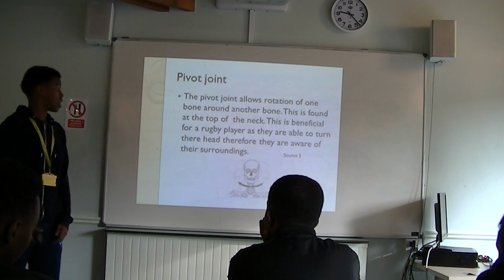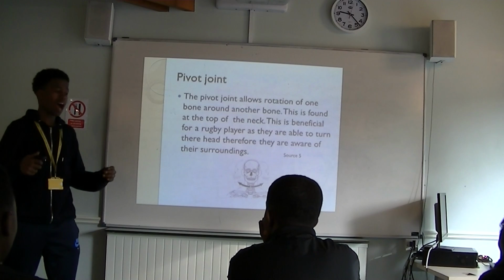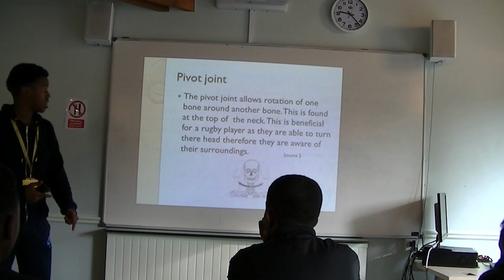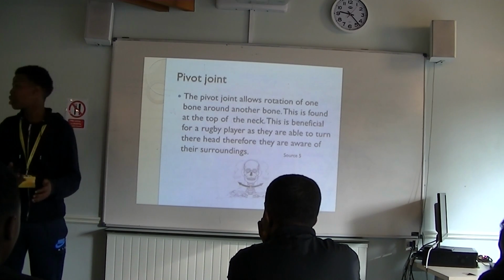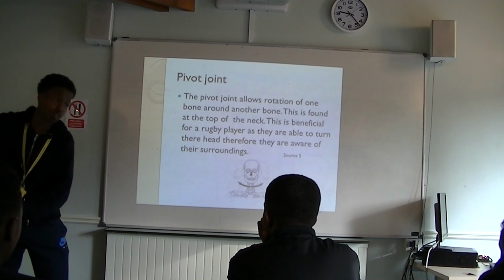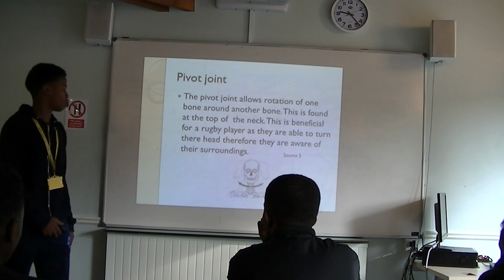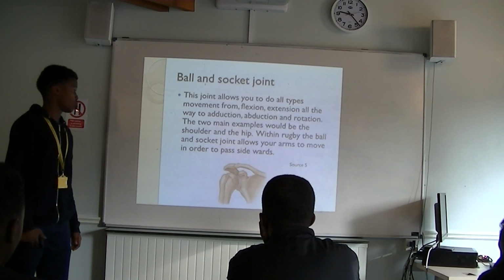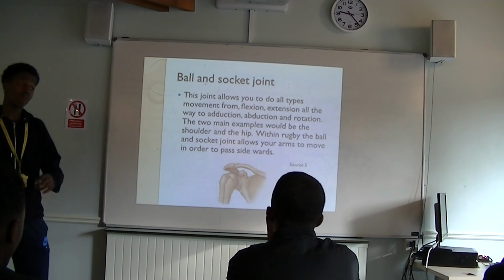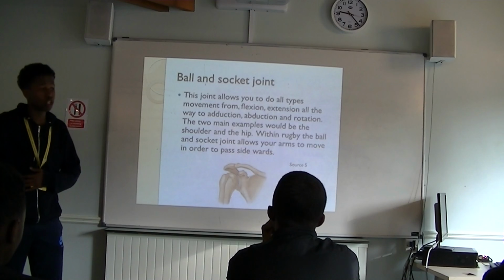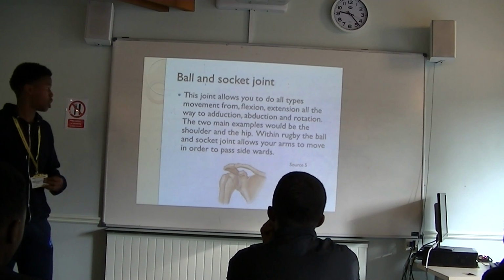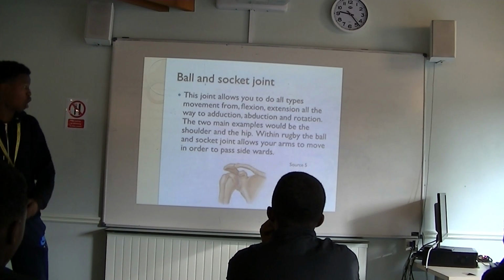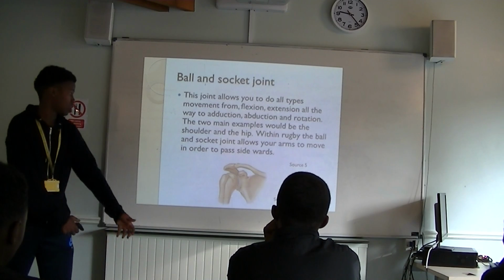Your pivot joint allows rotation of bones around one another. This is beneficial in rugby as you're able to turn your head to spot your teammate, and then pass them the ball. The ball and socket joints allow all types of movement, from flexion to extension to abduction to adduction, as well as rotation. Within rugby, the ball and socket allows your arm to move in order to pass sideways.